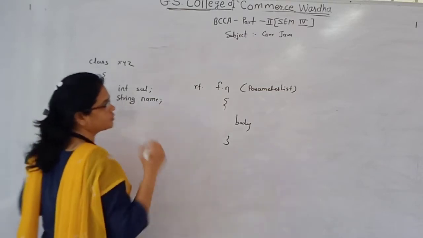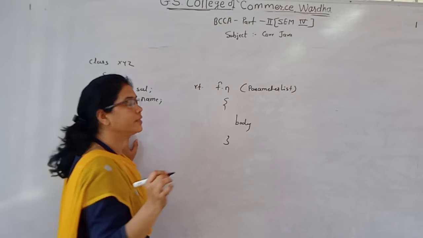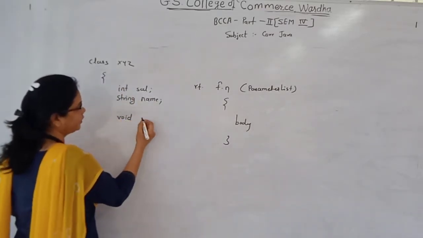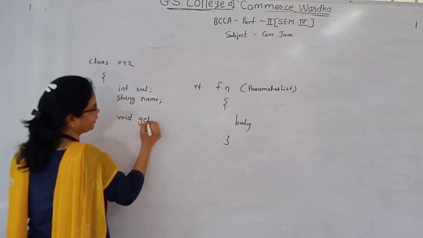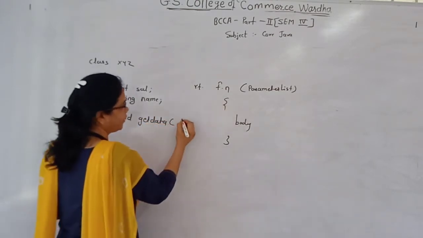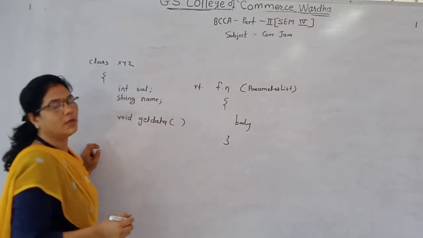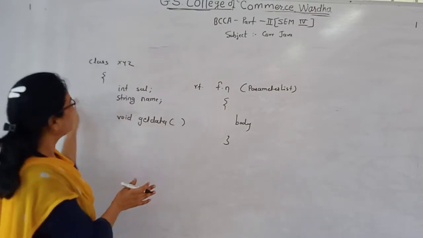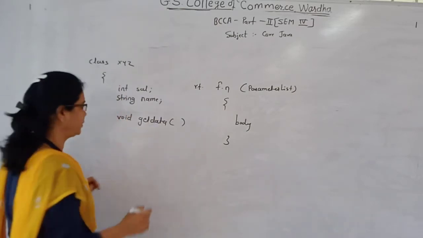Then I define the function whose name is getData. Void is the return type, then the function name getData, and the parameter list is empty. Now I declare and define that function in the class named xyz.